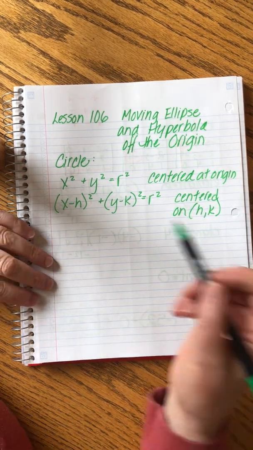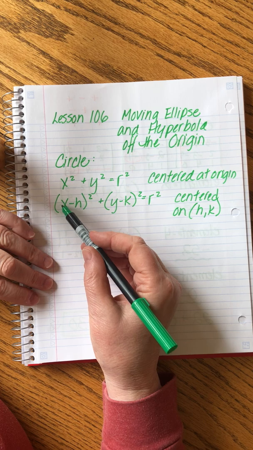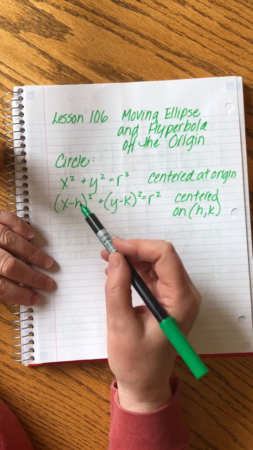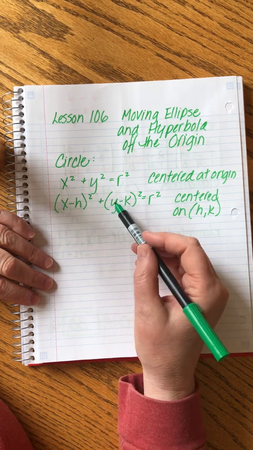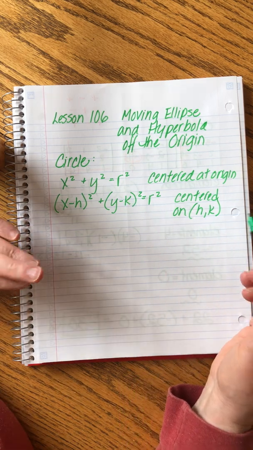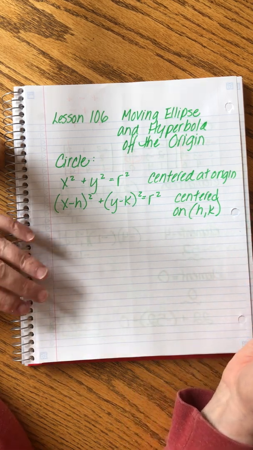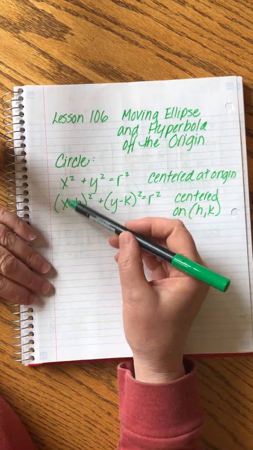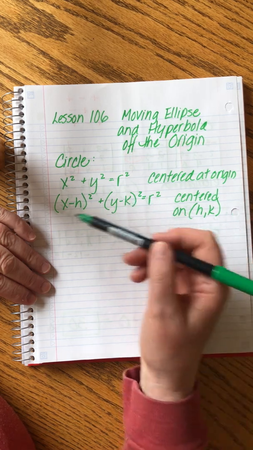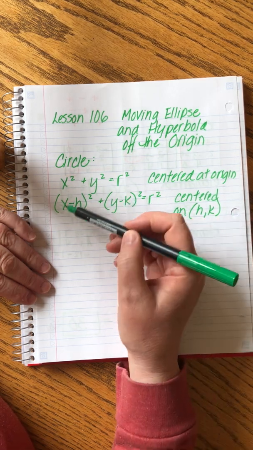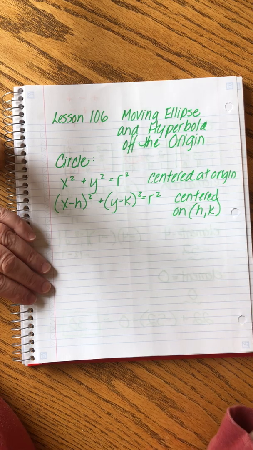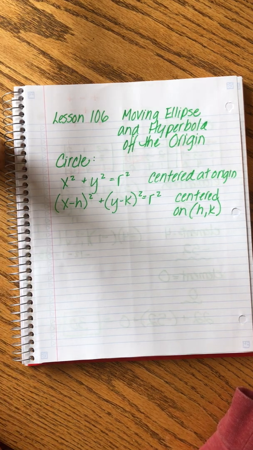I have a hard time remembering which goes with X, the H or the K, and which goes with Y, the H or the K. Here's how I remember it. Besides alphabetical, which you'd think would be enough, an X and a K look a lot alike, so I don't want to put them together. A Y and an H look a lot alike, so I don't want to put them together.